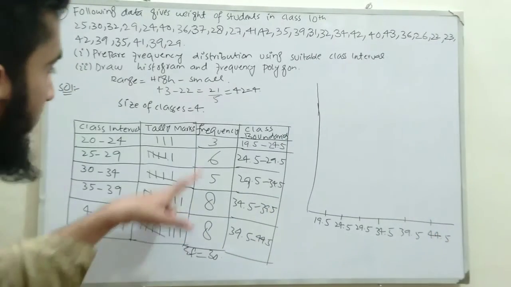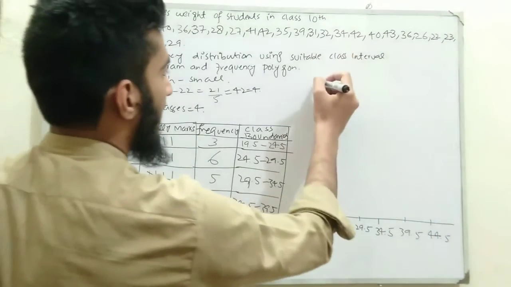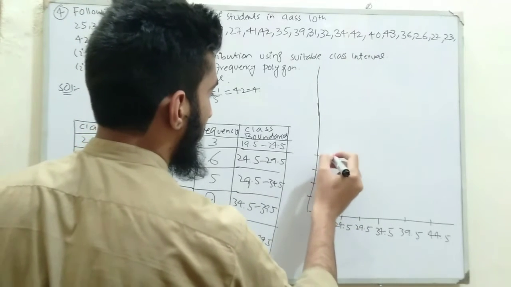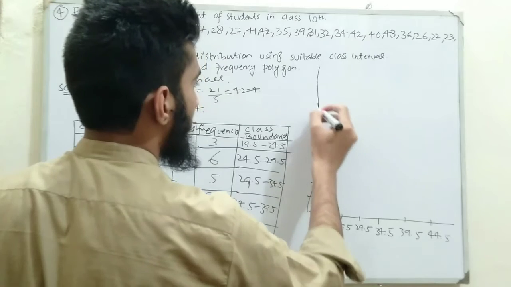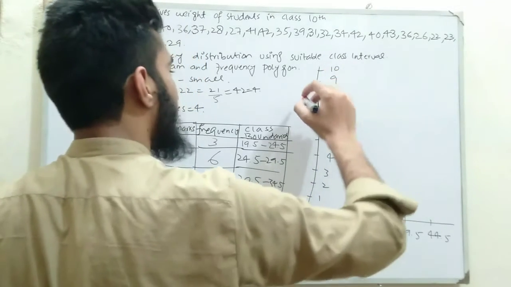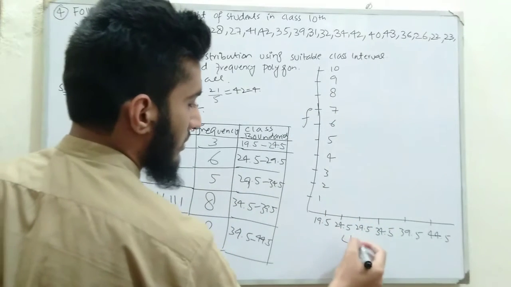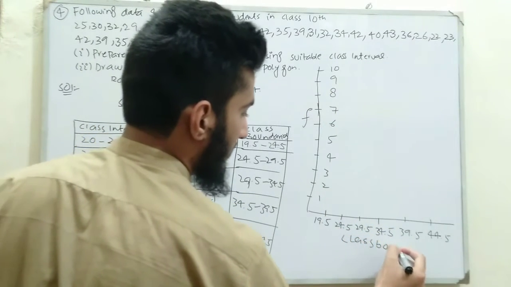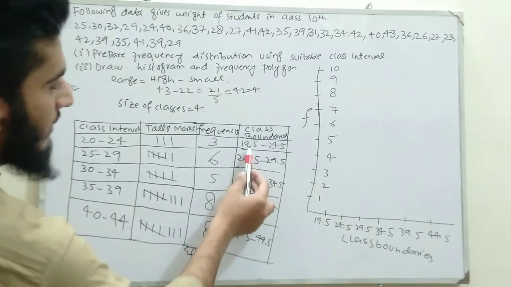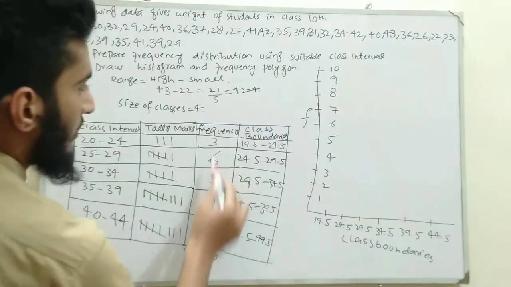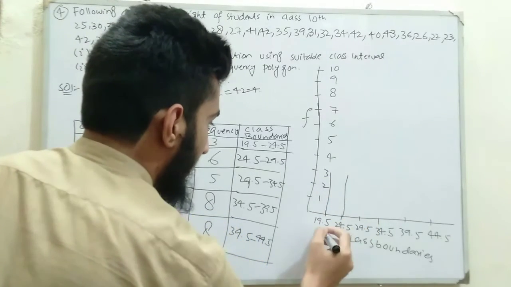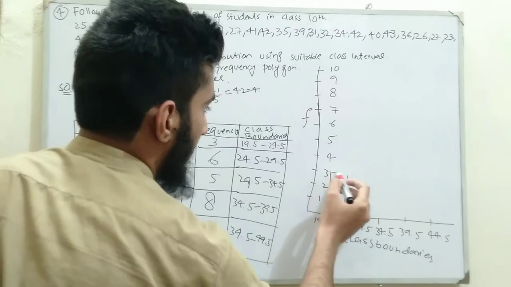Now here we have the highest frequency 8, so we will go to 9 or 10. So 1, 2, 3, 4, 5, 6, 7, 8, 9. Let's suppose this is 10. Let's suppose this is the frequency and this is the class boundaries for the histogram. So in between 19.5 and 24.5 we have the frequency 3, so it will be drawn just like this.